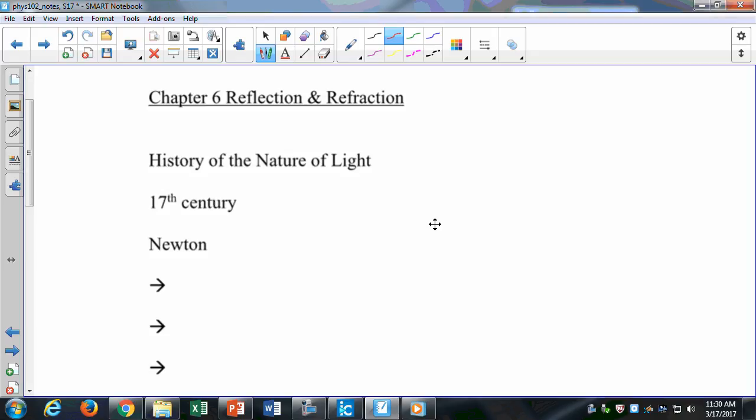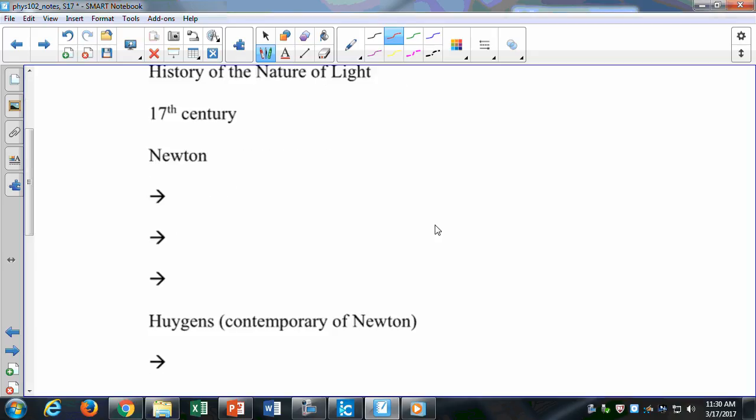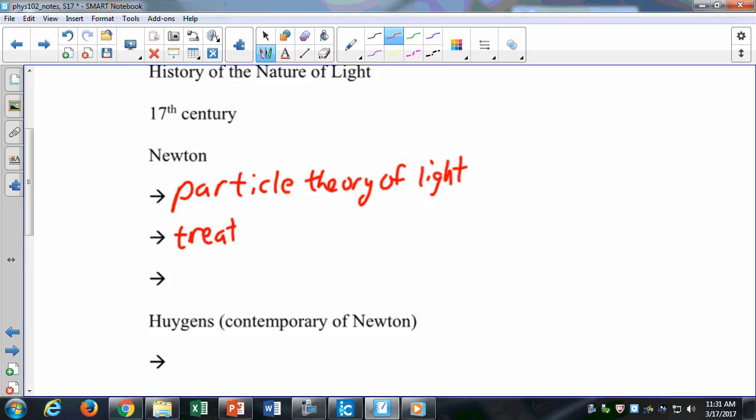All right, so let's look at the history and nature of light. It's actually fairly interesting. Newton thought that light was a particle. And Newton was a pretty smart guy. In the millennium, he might be the smartest guy that's lived. But he put forth this idea that light is a particle, and he treated light like a stream of particles.